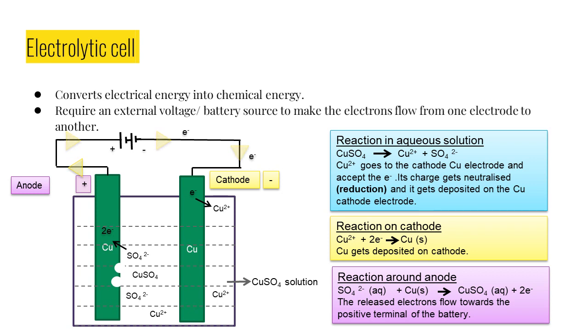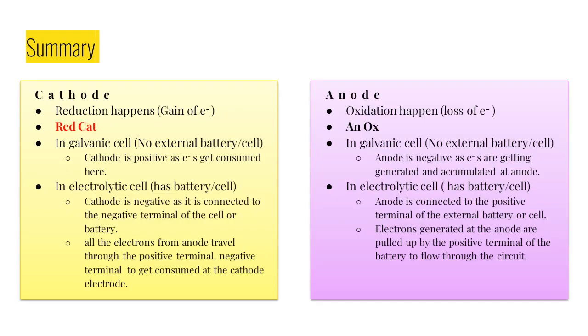Reaction around the anode, what is happening? Sulfate is coming and reacting with the anode, which is copper, and copper releases two electrons and combines with sulfate to form copper sulfate and goes into the aqueous solution, making the electrode thinner and thinner with time. So in summary, at the cathode reduction happens, meaning gain of electrons happens. At the anode oxidation happens, meaning loss of electrons happens.